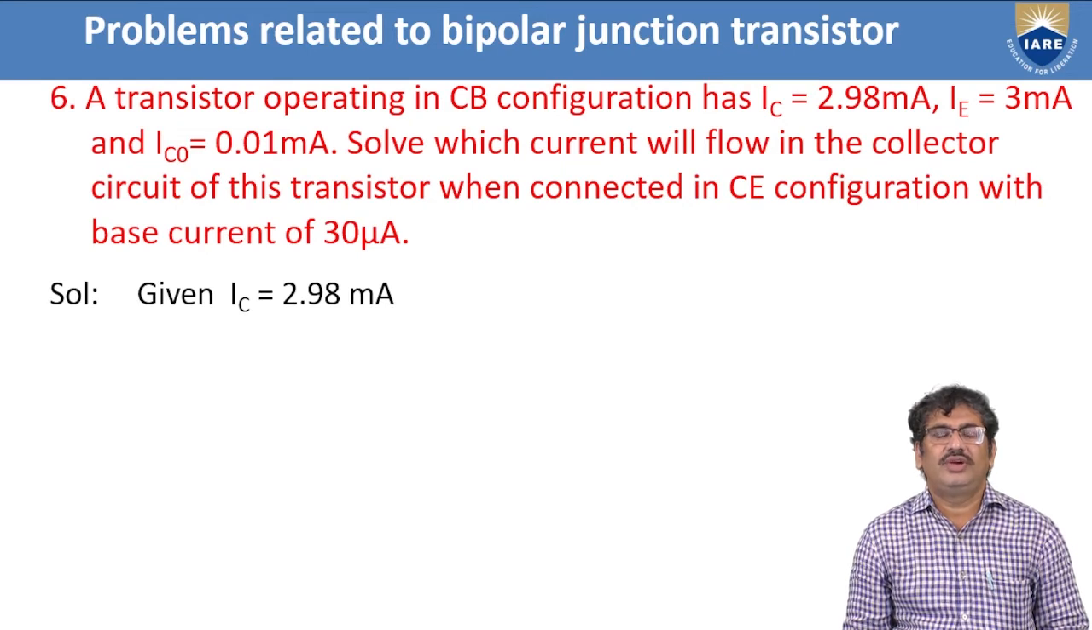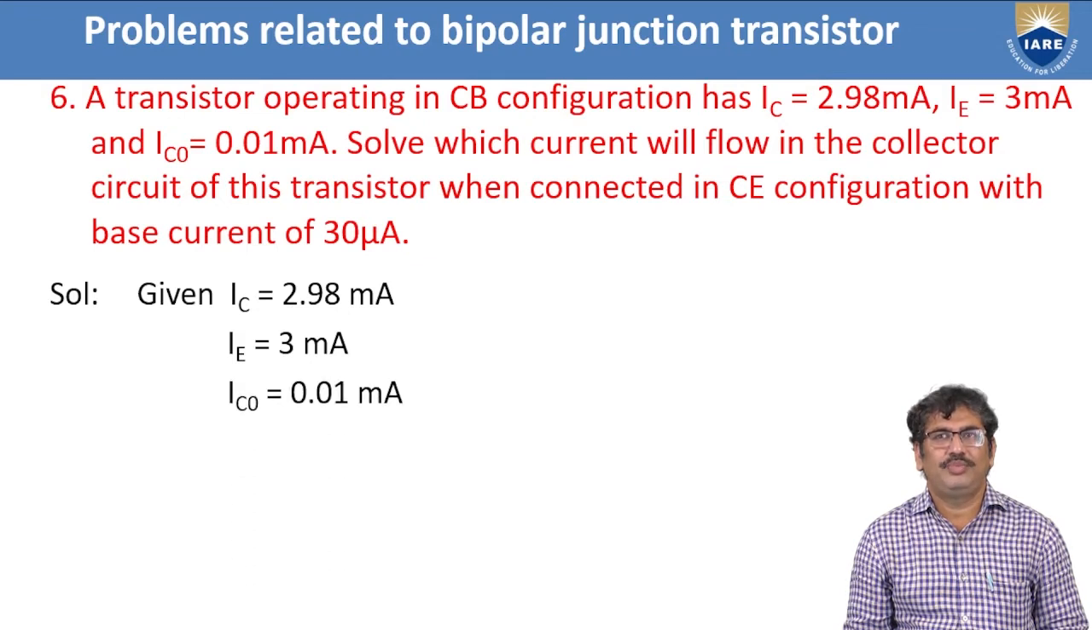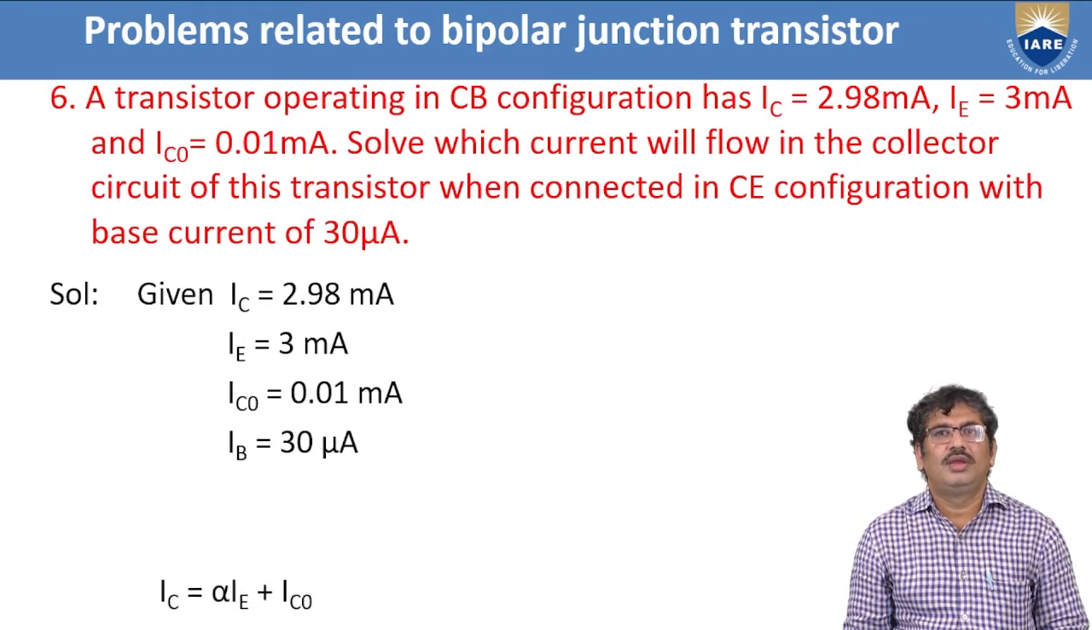First, we'll write down the given values. In the problem, the given values are collector current IC equivalent to 2.98 milliamperes, emitter current IE equivalent to 3 milliamperes, the collector reverse saturation current ICO equivalent to 0.01 milliamperes, and the base current IB equivalent to 30 microamperes.